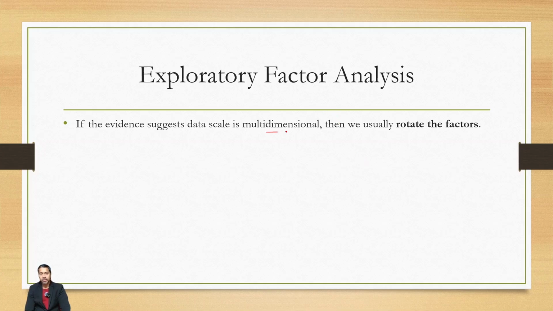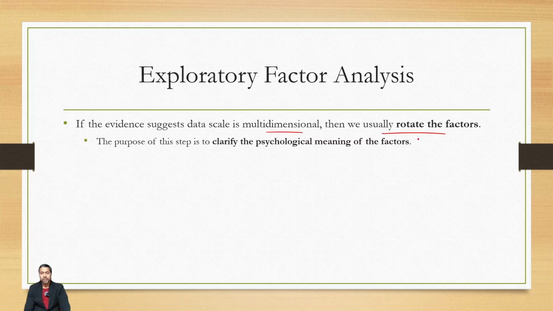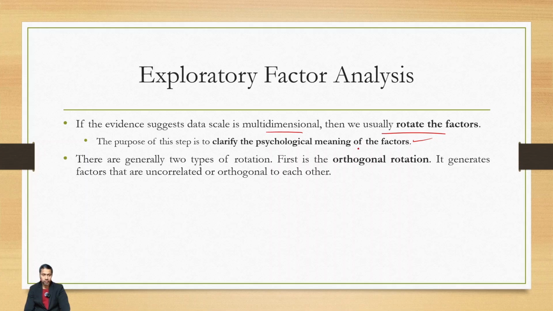Okay. So moving ahead, if the evidence suggests that the scale is multidimensional, not unidimensional, that means there is more than one dimension that exists in the items that you have just taken data for. What we usually use is rotating the factors. The purpose of this step of rotation is to clarify the psychological meaning of the factors. Factors, underlying construct, or dimension, are one and the same thing.